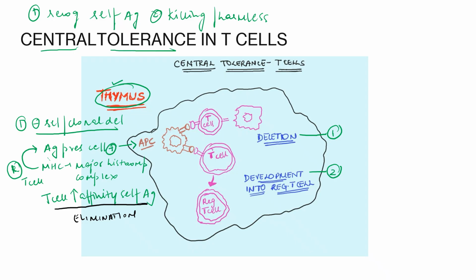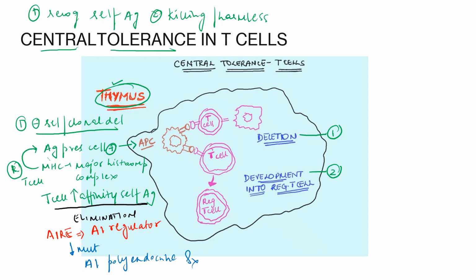Now, a very important protein that helps achieve this negative selection or clonal deletion is something called AIRE. So, AIRE is also called autoimmune regulator. When this AIRE undergoes some sort of a mutation, it would lead to a disorder called autoimmune polyendocrine syndrome.